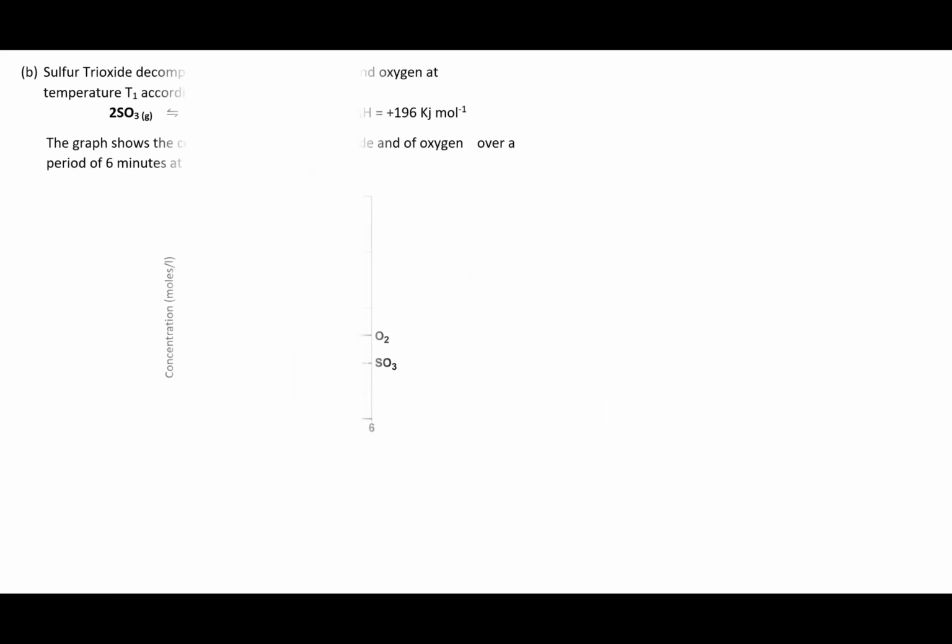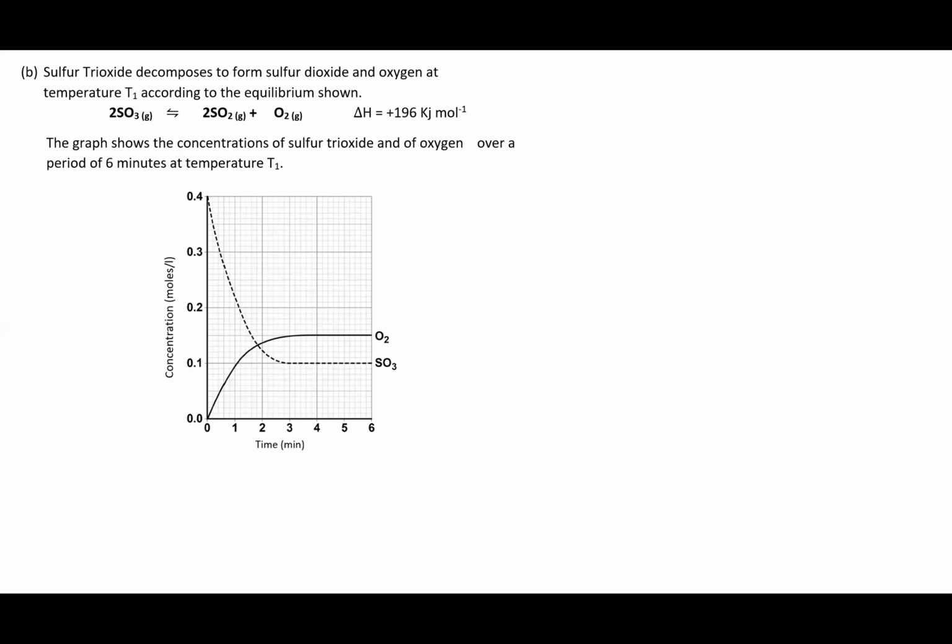Okay. Sulfur trioxide decomposes to form sulfur dioxide and oxygen at a temperature T1, according to the equilibrium shown. And the graph shows the concentrations of sulfur trioxide and of oxygen over a period of 6 minutes at temperature T1. So things to note here, delta H is positive, so it's endothermic in the forward direction. SO3 starts at 0.4 and reduces down to 0.1. O2 starts at 0 and increases up to 0.15.